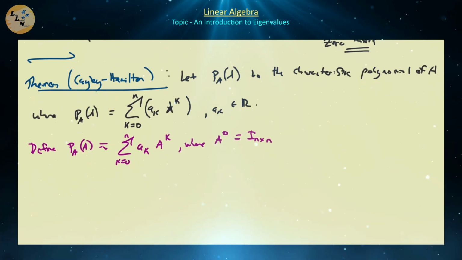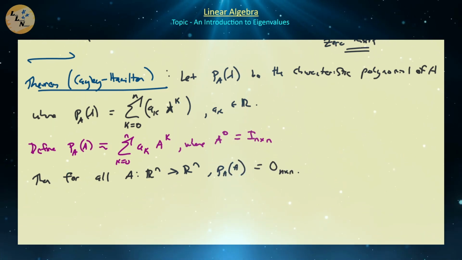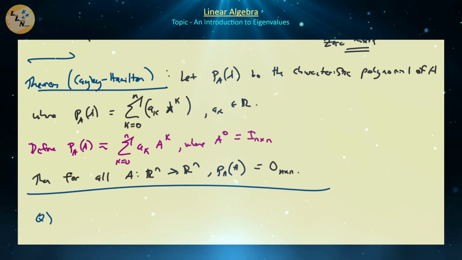Then for all A that maps Rn to Rn, we have that PA of A is equal to the n by n zero matrix. Always true.